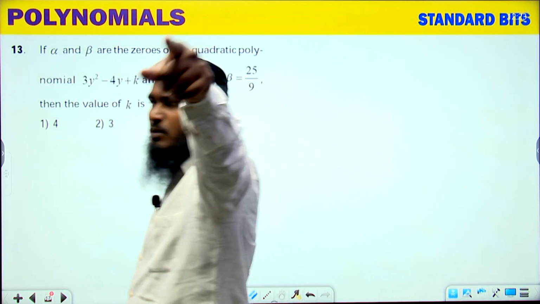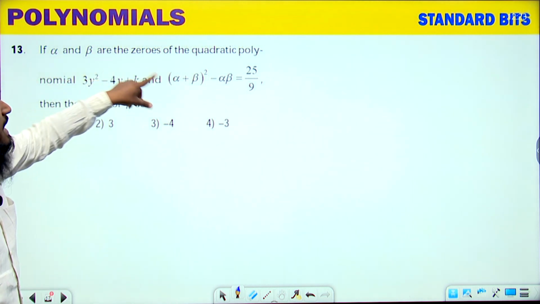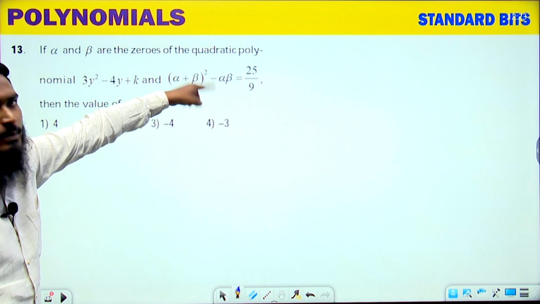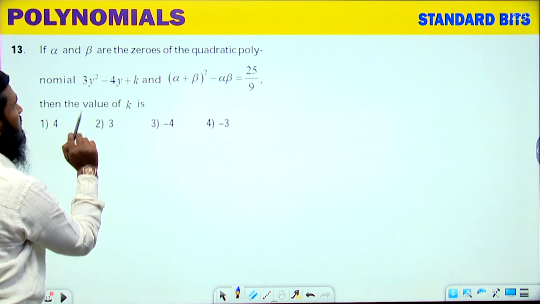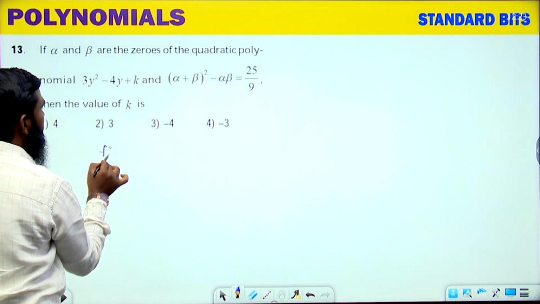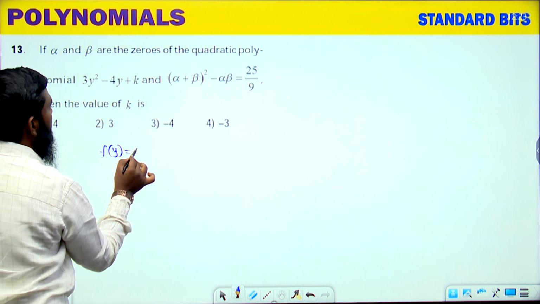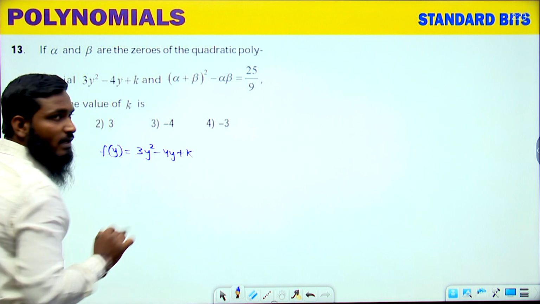Okay. Now next question: if alpha and beta are the zeros of the quadratic polynomial, this part, and alpha plus beta whole square minus alpha into beta is equal to 25 by 9, then the value of k is equal to, same question we are having over here. See this part. If you are having this, the y terms are given, so the y variable is given. Let us take f of y or p of y, then it is equal to 3y square minus 4y plus k. Okay, like this we have taken.